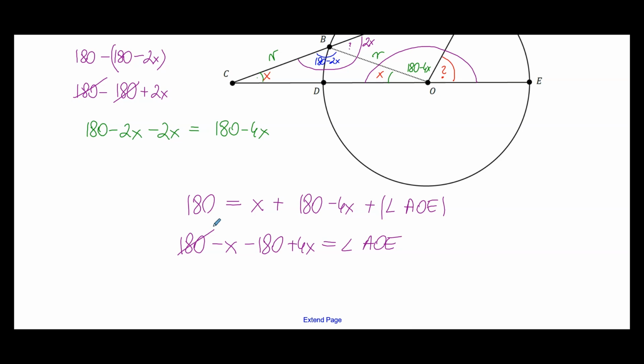Now 180 minus 180 is 0, and then I have minus x plus 4x. Together I have 3x. So there it is. We have our expression in terms of x for the angle that they were looking for.